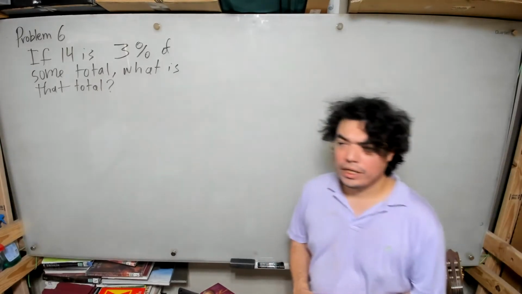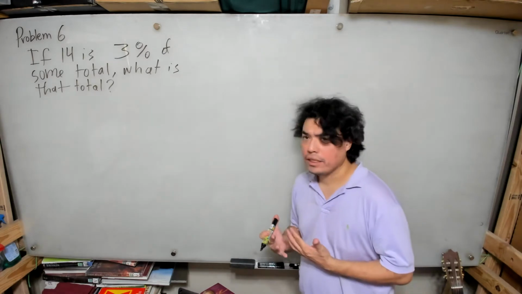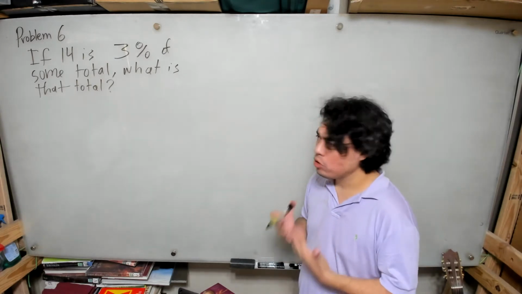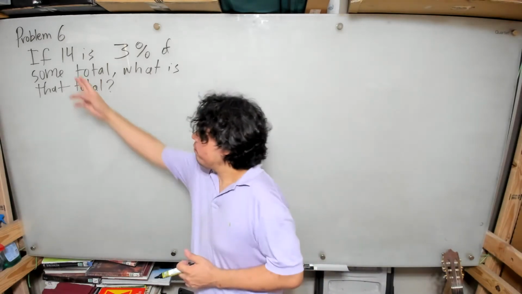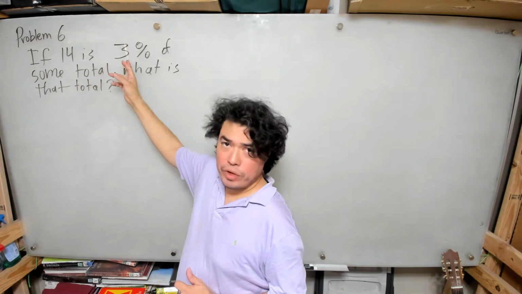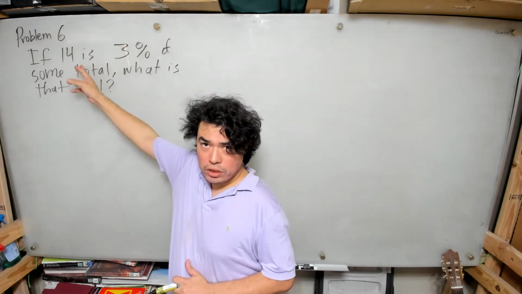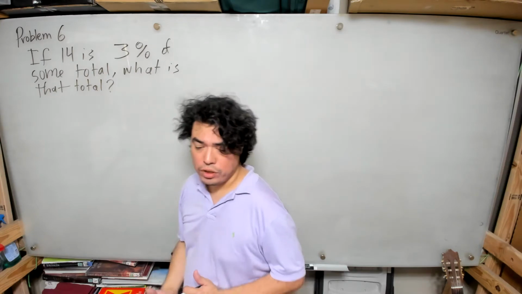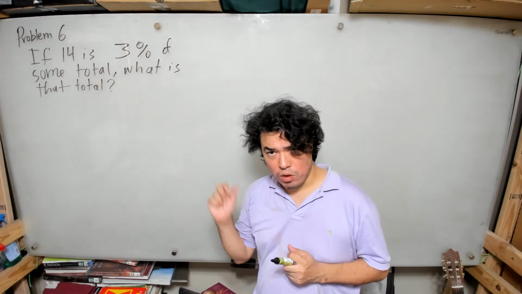Here we're going to look at this problem, problem 6. If 14 is 3% of some total, what is that total? Okay, so they tell us that 14 is 3% of some total. If it's 3%, it's not 100%. So that means this is the part, and the whole is what we're looking for. So in terms of the characterization we talked about earlier, this is going to be a whole problem.